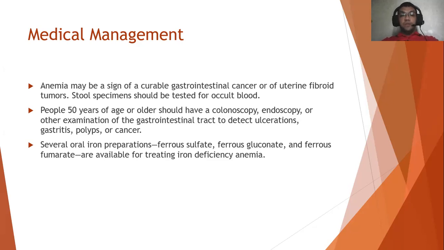And to manage this, of course, several oral iron preparations can be given, such as ferrous sulfate, ferrous gluconate, and ferrous fumarate. These are available for treating IDA. But take note, if you are administering fluid form of iron, make sure that the patient is going to use a straw when taking fluid forms of iron because this can stain the patient's teeth. So make sure that a straw is used. Fluid forms of iron can be mixed with orange juice.